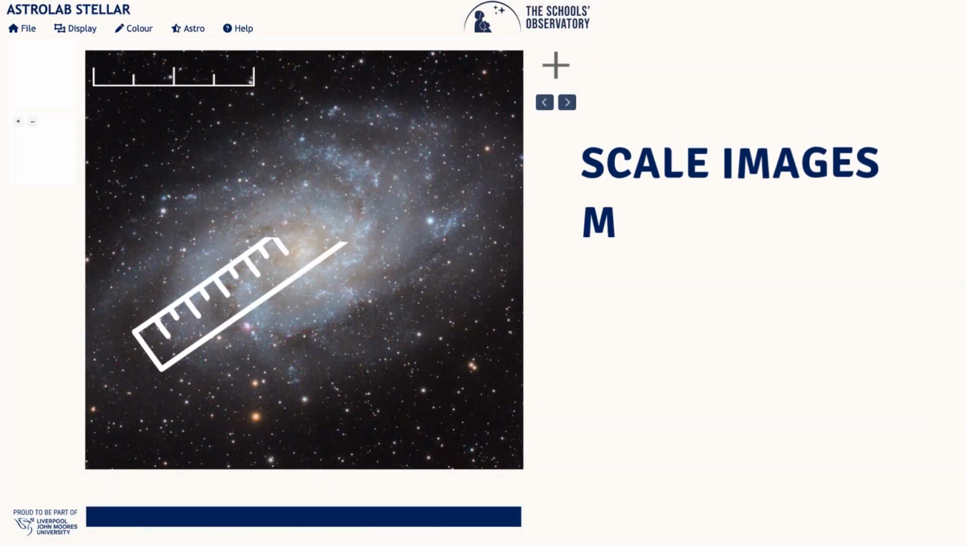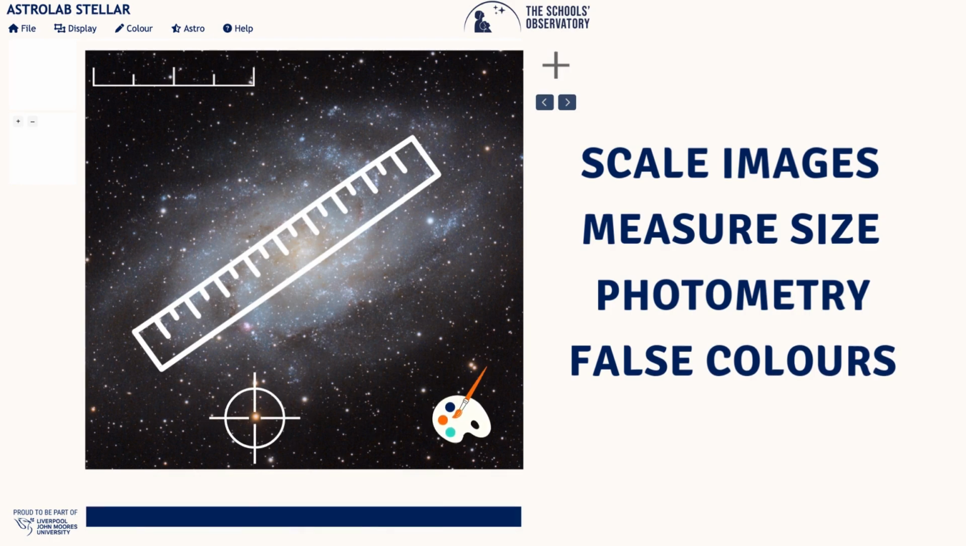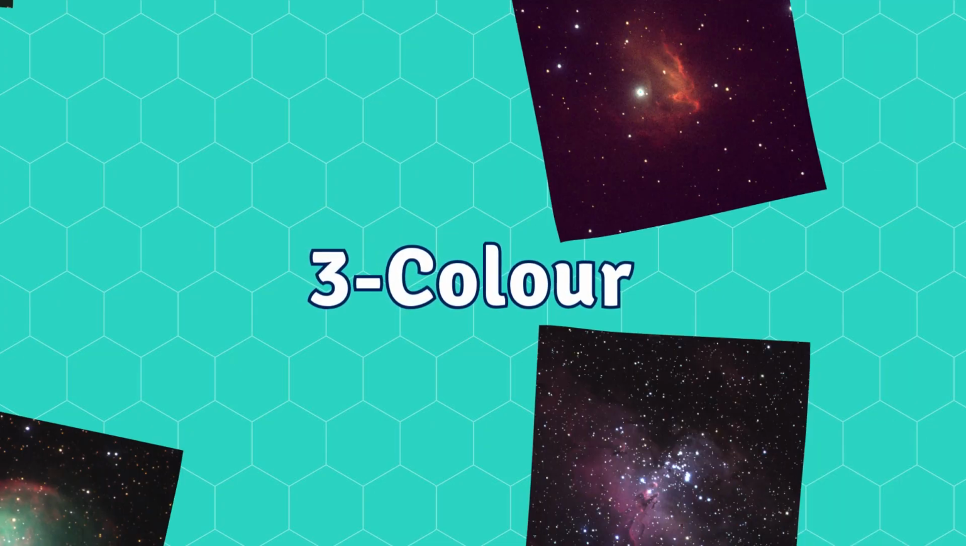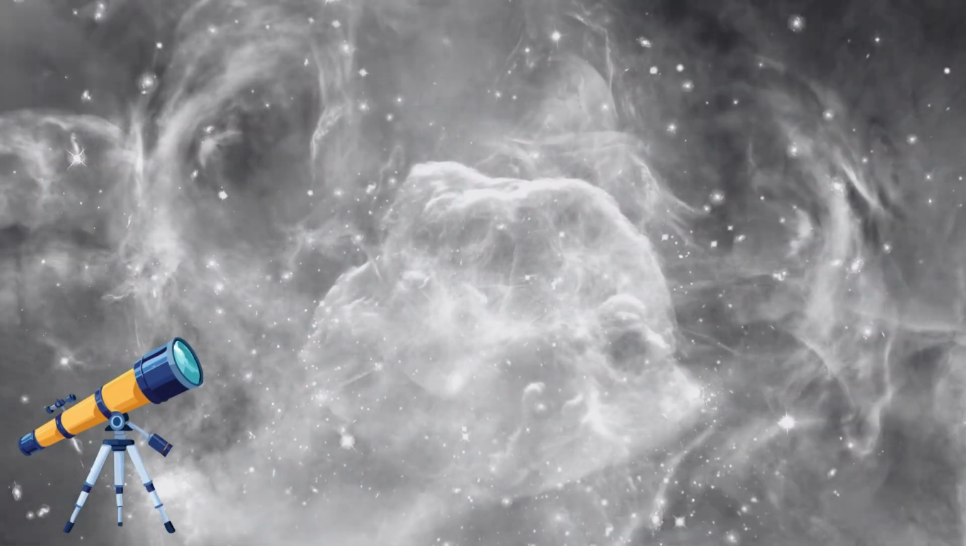AstroLab can help you get creative and explore images from the telescopes in different ways. One thing you can do is create 3-colour images. Telescope pictures are black and white because the camera only measures how bright something is.